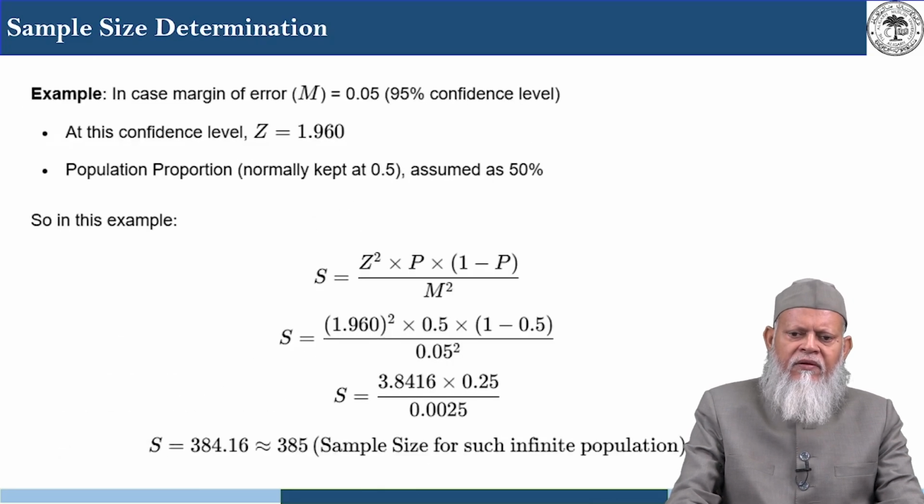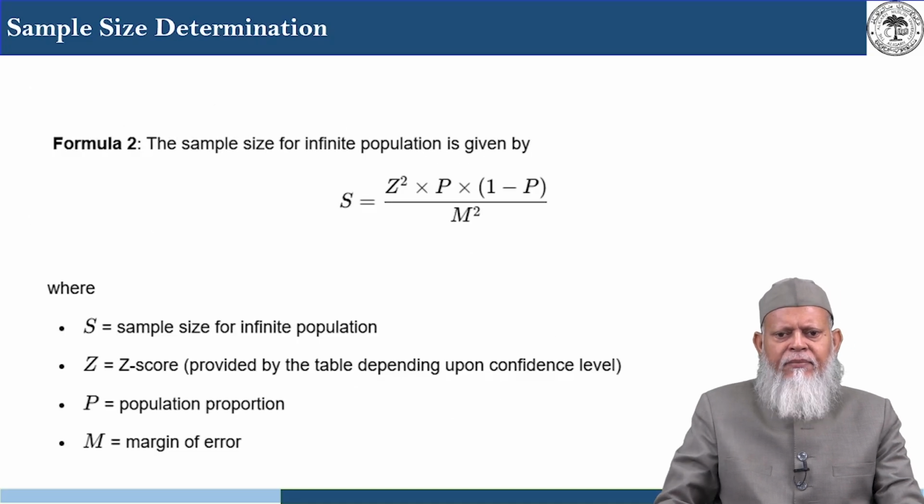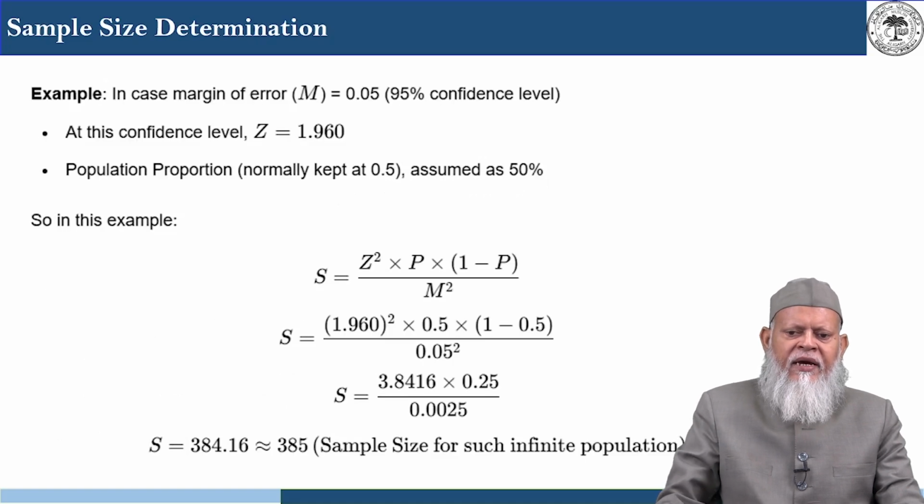Then we have another formula, where the sample size for an infinite population is given by capital S is equal to capital Z squared into capital P into 1 minus P by M square, where S is the sample size for an infinite population, Z is the Z score, which is provided by the table depending upon the confidence level and is available in all statistics books, P is the population proportion and M is the margin of error. We put these in this table.